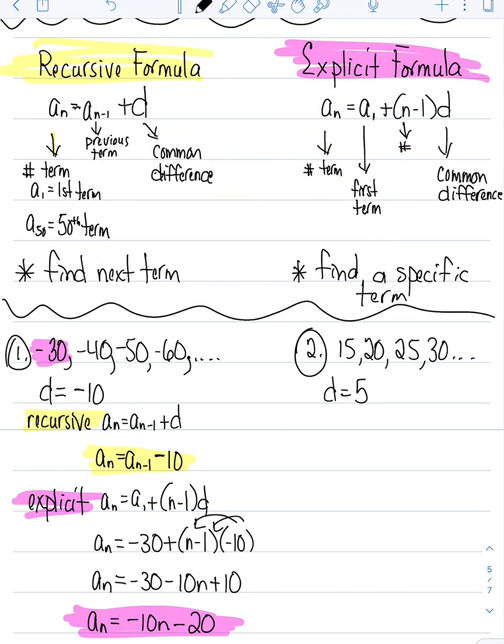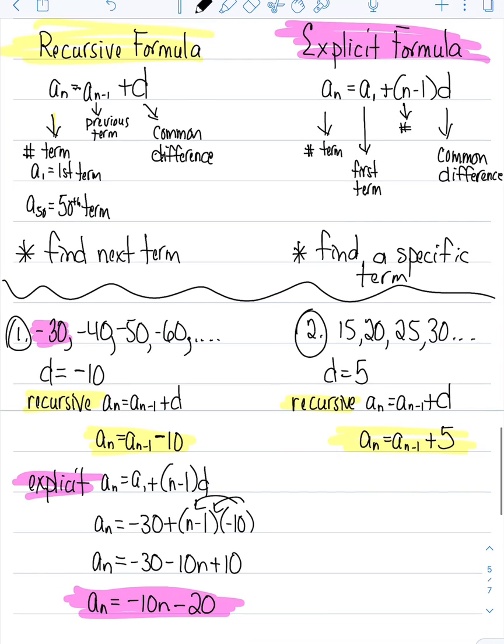So first let's find our recursive formula, the formula we would use just to find the next term. So the recursive formula, a sub n equals a sub n minus 1 plus d. So now let's plug in our common difference, which is positive 5. So this is our recursive formula that we use just to find the next term.